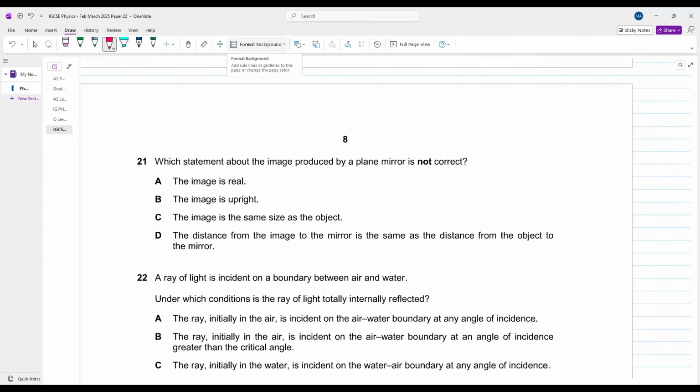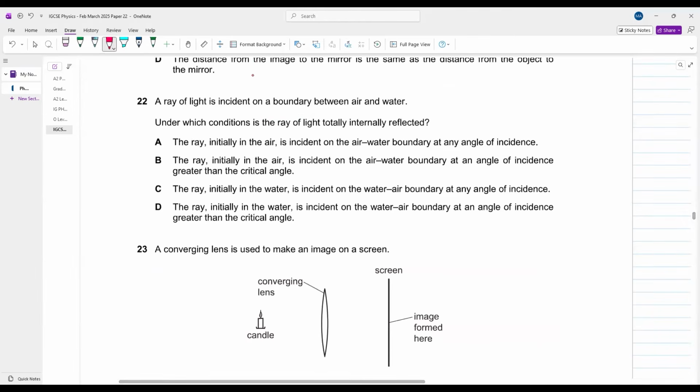Which statement about a plane mirror is not correct? कौन सा statement about a plane mirror is not correct? The plane mirror forms a real image. Yep. This statement is not correct. Plane mirror हमेशा virtual images form करता है हमेशा. A ray of light is incident between air and water. ठीक है, एक ray of light incident है between air and water.